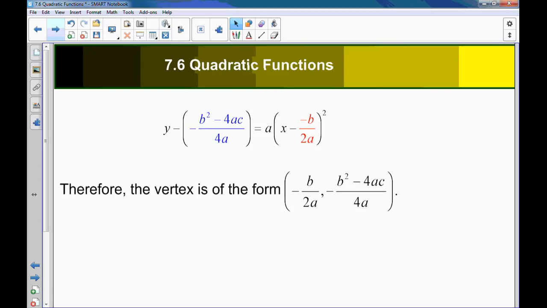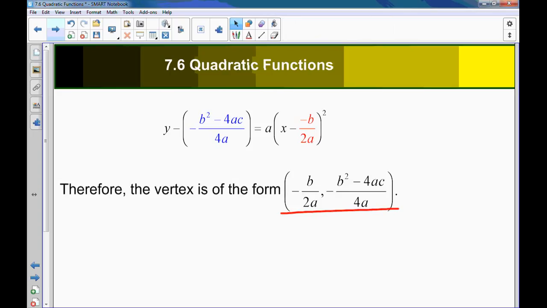And you would end up getting y minus parentheses, the opposite of b squared minus 4ac all over 4a equals a parentheses x minus opposite of b over 2a squared. Obviously, you're all going to remember that, so you're all going to remember that the vertex is naturally the form opposite of b over 2a, comma, negative b squared minus 4ac over 4a. I'm not going to remember that. You're not going to remember that.